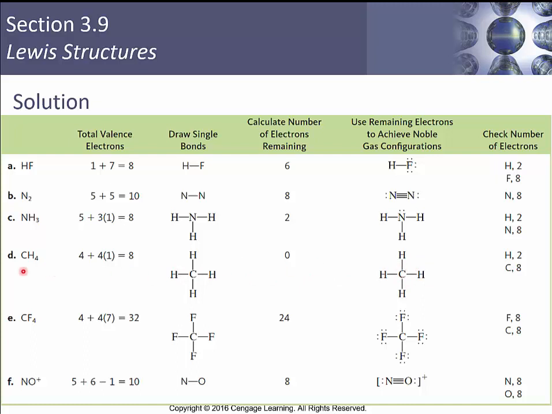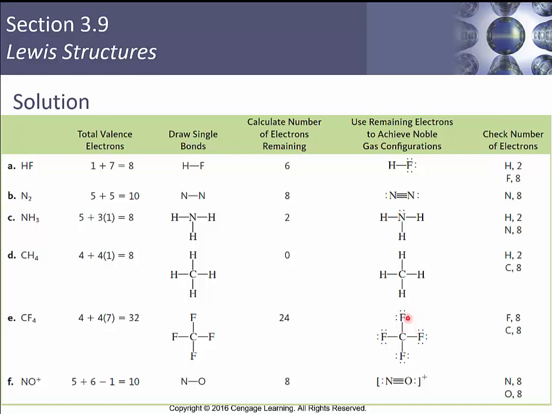Carbon tetrafluoride, I've got 4 for the carbon, 4 times 7 for the fluorines, 32 total. Here I've used 2, 4, 6, 8. I've got 24 left over. Those are going to go around the outside. Fluorine is always going to only form a single bond, and it's going to complete its octet with 2, 4, 6 lone pairs on it. So, if you see fluorine on the outside, it's going to do this, right?